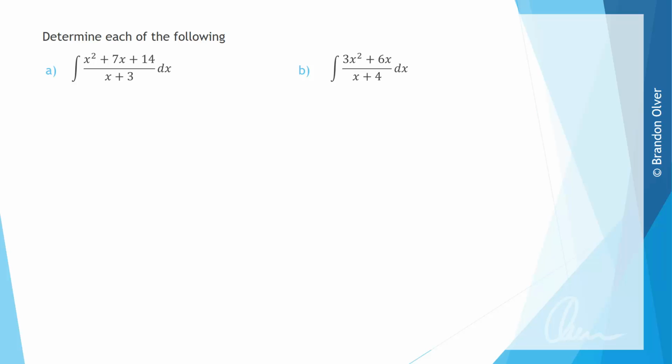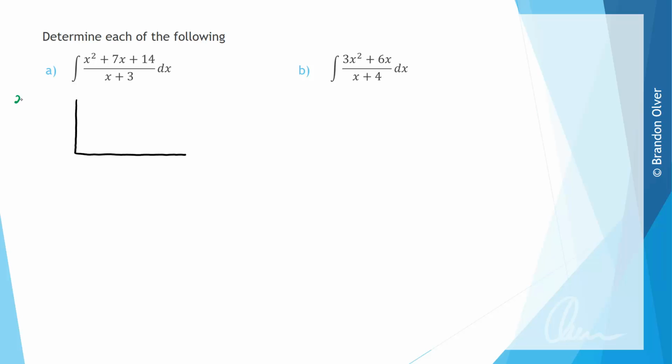Determine each of the following. For part A, we have the integral of x squared plus 7x plus 14, all divided by x plus 3, anti-differentiated with respect to x. So to simplify what's quite a complex quotient of two functions, or what's quite a complex expression, we're going to start using a method of division to try and simplify what we've been given.